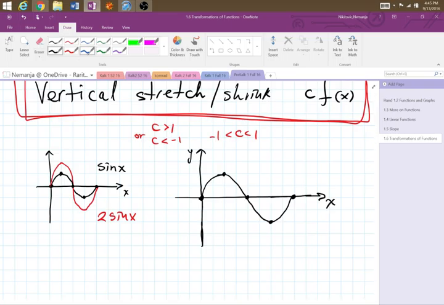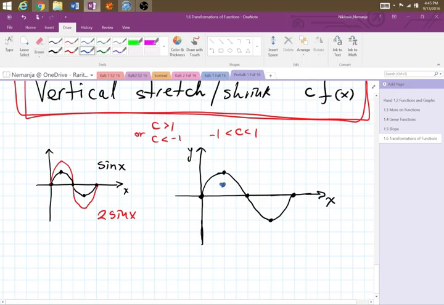And then I'm going to cut it in half. So the black function is good old y equals sine x, and the blue function is the one that is shrunk, which is 1/2 sine x. So vertical stretching and shrinking is done by simply multiplying the function by a number in front of that function.